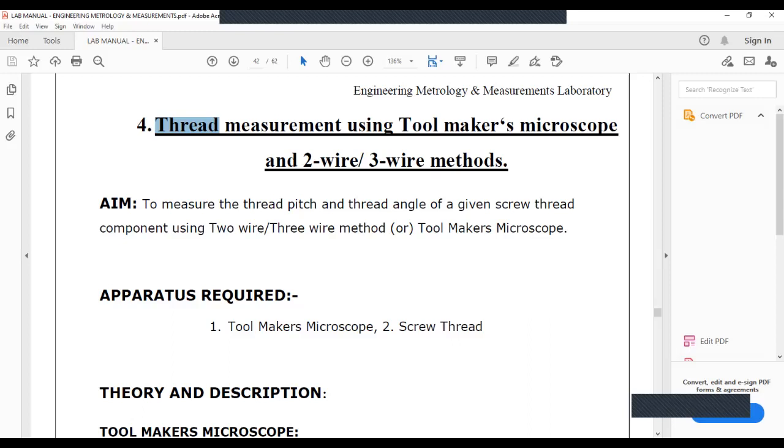Before going to look into the screw thread terminology and screw thread parts, all of you, first of all, write this experiment name, that is the fourth experiment. Keep the numbering as 4 and write it as thread measurement using tool maker microscope, and write the aim and operators required. First of all, all of you complete these things within your observation notebook so that we can continue with the next discussion part.